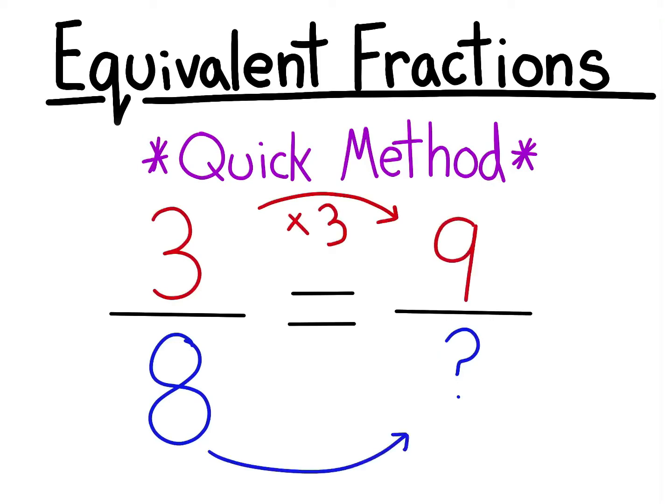Let's try to find an equivalent fraction to 3/8. This time, we know that our numerator is 9, so we have to multiply 3 times 3 to find 9. On the bottom, our denominator, we also have to multiply by 3. Therefore, we have a new denominator of 24. 3/8 is equivalent to 9/24.